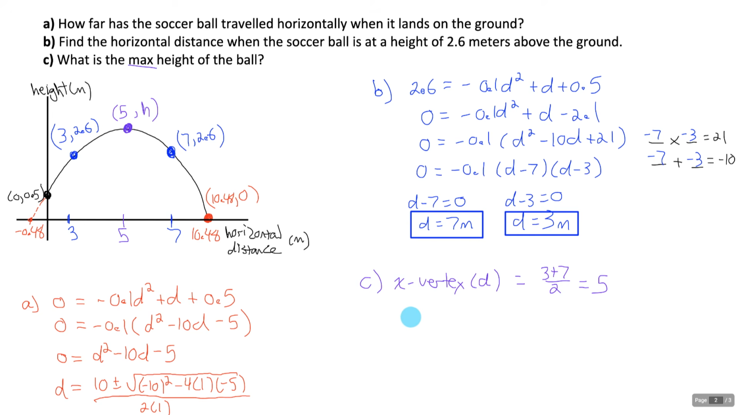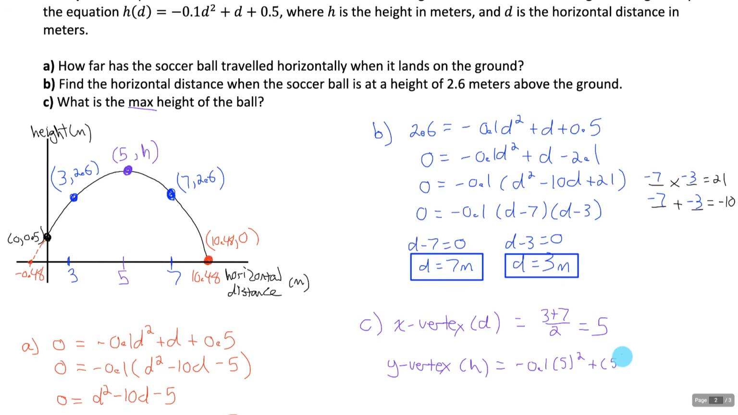But what is the max height? What's the y-coordinate of the vertex? We can calculate that by taking our answer of 5 and substituting it into our equation. If I substitute it in for d, I get an answer of 3. And these answers are both in meters. So over at my diagram, I now know that the height is 3. So the max height of the soccer ball is 3 meters.